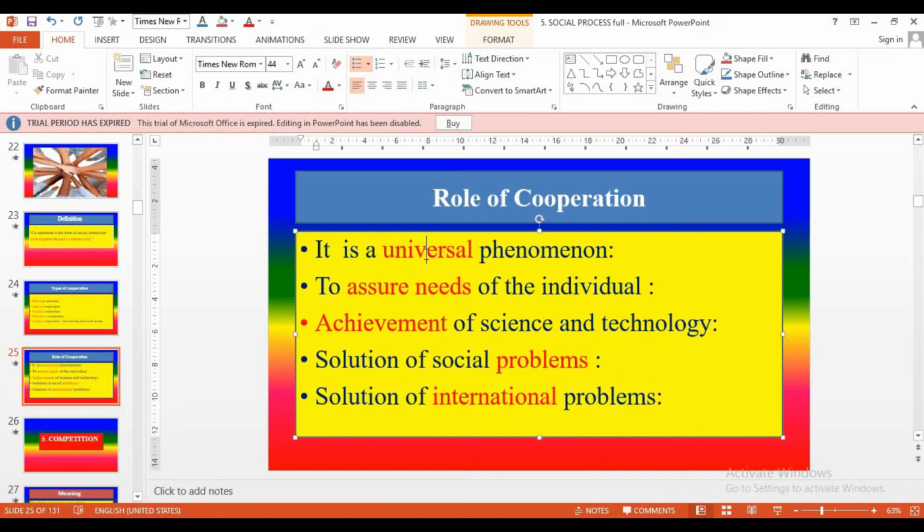Third one, achievement of science and technology. Every scientific achievement needs cooperation. Modern technology, computerization, mechanization is achieved by means of cooperation between the scientific community.